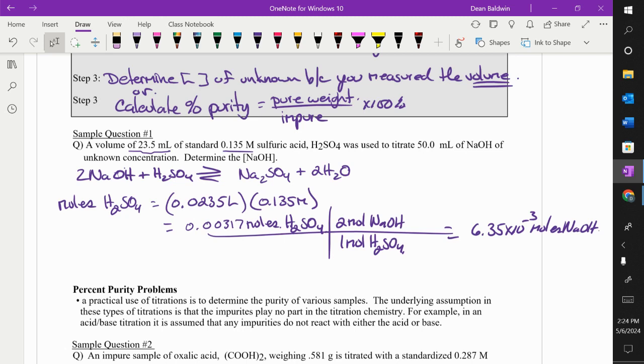Okay. Sorry, I carried the decimals. You're right. 6.34 times 10 to the minus 3 moles of NaOH. And then divide by the volume to get the concentration. So the concentration of NaOH. This is basically what we've done for the last couple of labs. What's the volume? 0.050 liters gives me 0.127.